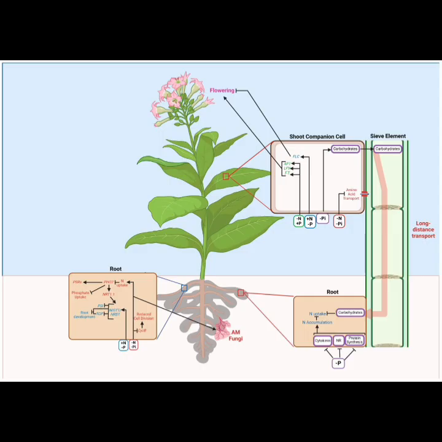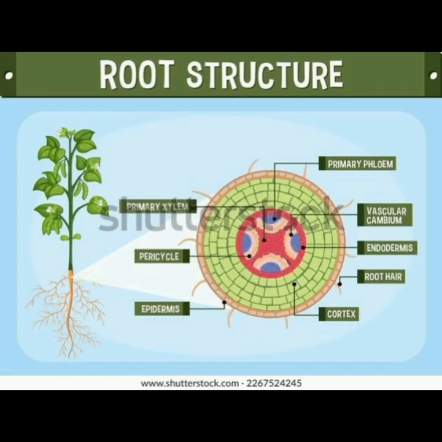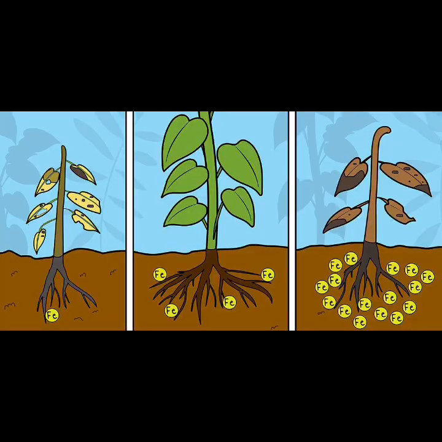2. Active absorption. This process requires energy, ATP, because ions move against the concentration gradient, from low to high concentration. It involves ion pumps or transport proteins in the root cell membranes that actively transport ions like K+, Ca2+, and NO3- into the root cells. This allows the plant to accumulate minerals even if they are present in low concentrations in the soil.